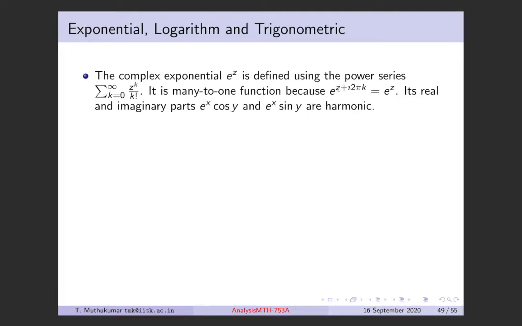You take any z and you take z plus i2πk. Both are different complex numbers, whereas they take the same value, e^z, because for any integer k, e to the power of i2πk is going to be 1. So this is a holomorphic function. Its real and imaginary parts are going to be harmonic functions: the real part is e^x cos y, and the imaginary part is e^x sin y.